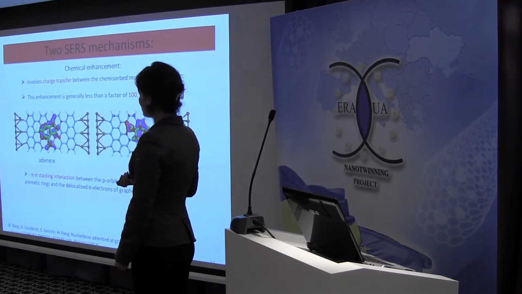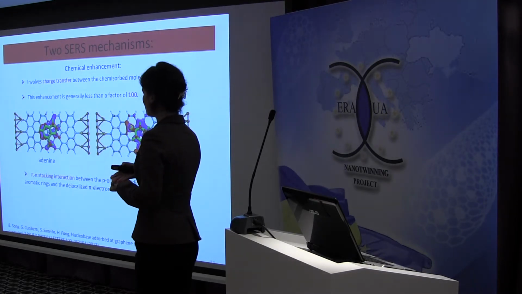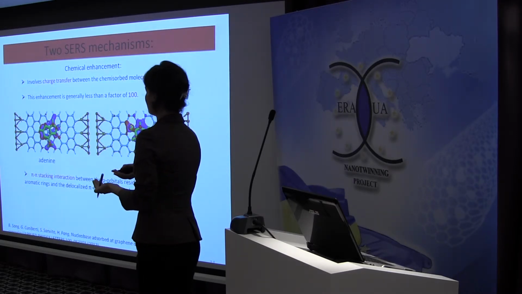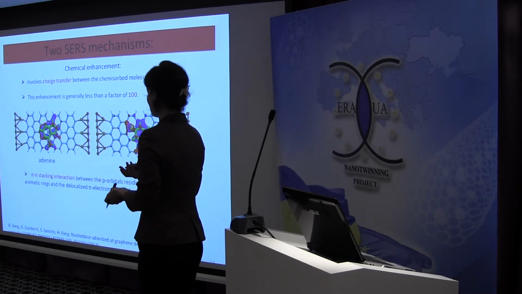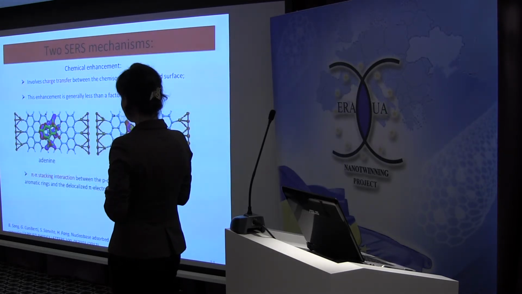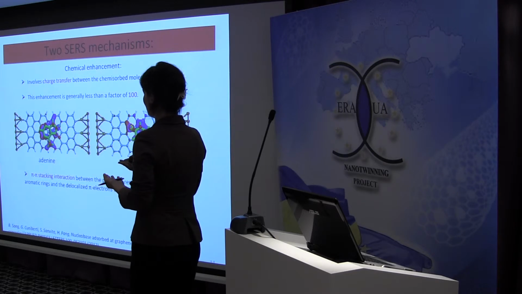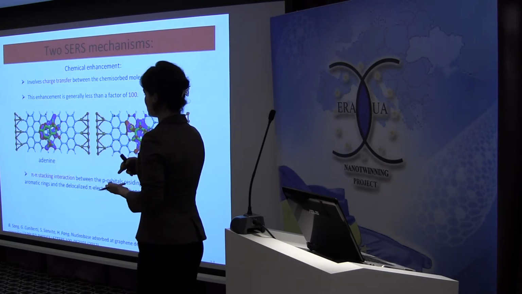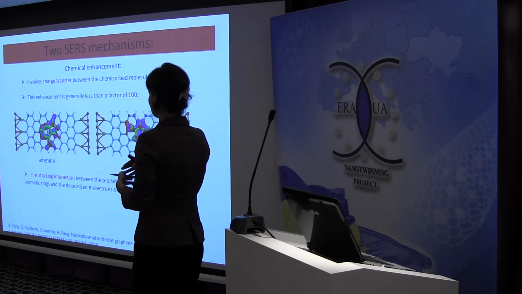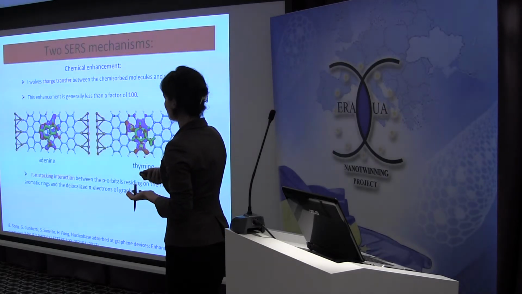Another mechanism is the chemical one, which involves charge transfer between the observed molecule and the surface. This actually is not a very big enhancement factor. It could reach 100 or less, much smaller than 100. Also, what is the nature of this mechanism? When the molecule is observed on the surface, it creates some chemical interaction, especially pi-stacking interaction between the pi orbitals of nucleic bases and the pi electrons of graphene.